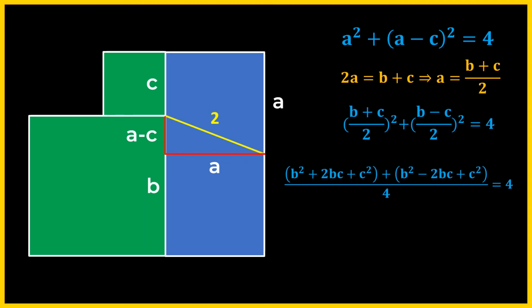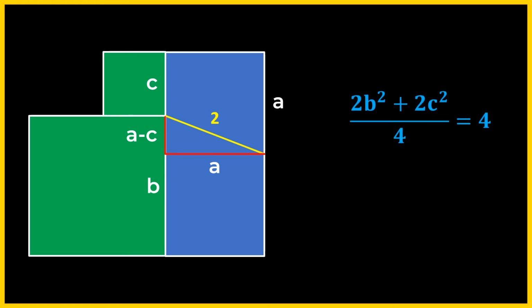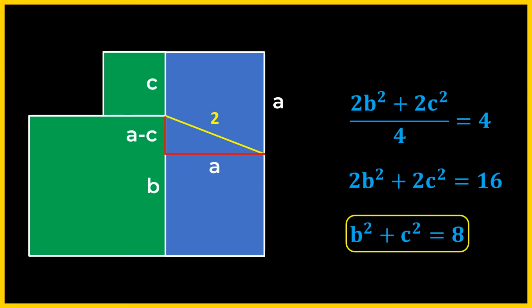And then by simplifying this, we get (2B squared plus 2C squared) divided by 4 equals 4. And then by multiplying both sides by 4, we get 2B squared plus 2C squared equals 16. And then by dividing everything by 2, we get B squared plus C squared equals 8. And that's a very interesting equation. And I'm going to tell you why.